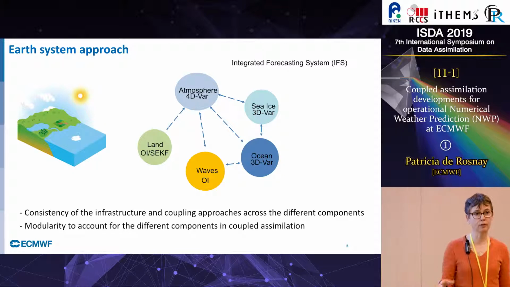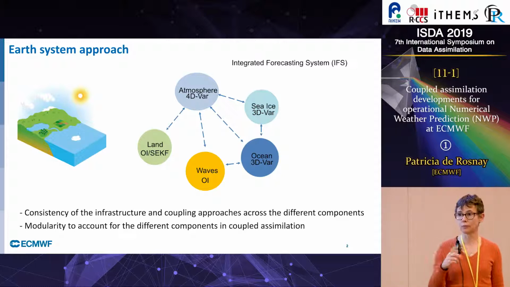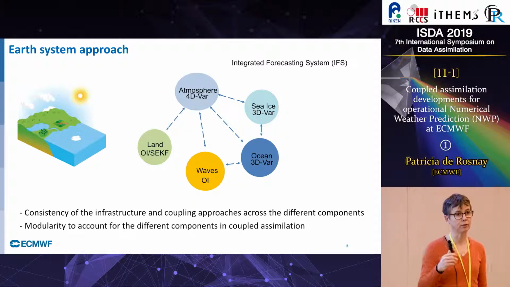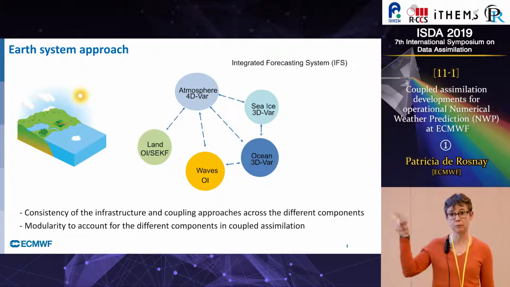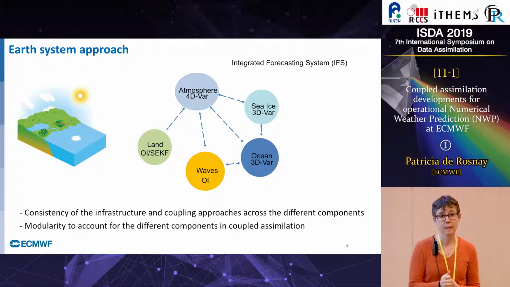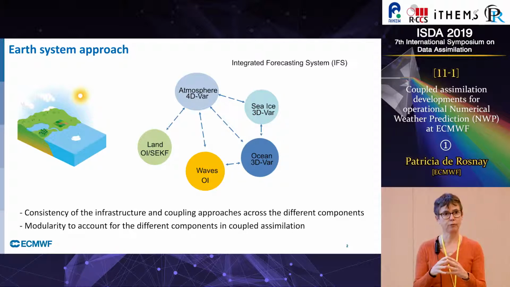And depending on the system we have for numerical weather prediction or reanalyses, we don't have the same degrees of coupling between the different components. So the objective is to develop coupled assimilation to provide consistent initial conditions between these different Earth system components of the coupled model, and also to have a consistent coupling approach for reanalyses and numerical weather prediction at medium range and seasonal range.